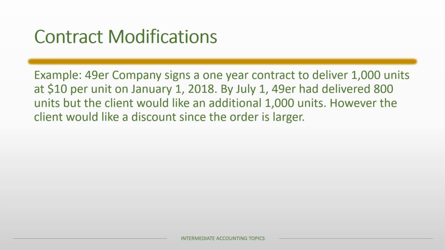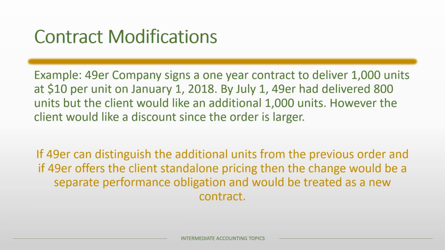49er Company signs a one-year contract to deliver 1,000 units at $10 per unit on January 1st, 2018. By July 1st, 49er had delivered 800 units, but the client would like an additional 1,000 units. However, the client would like a discount since the order is larger. So 49er can distinguish these additional units from the previous order, and if 49er offers the client standalone pricing, then the change would be a separate performance obligation and would be treated as a new contract.